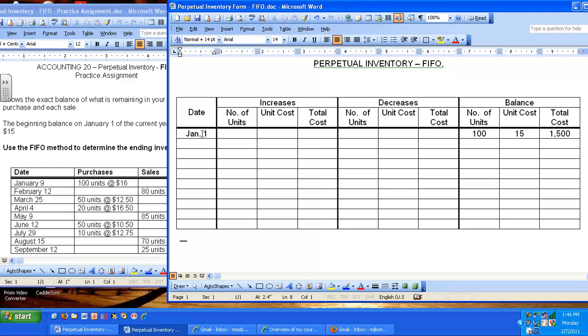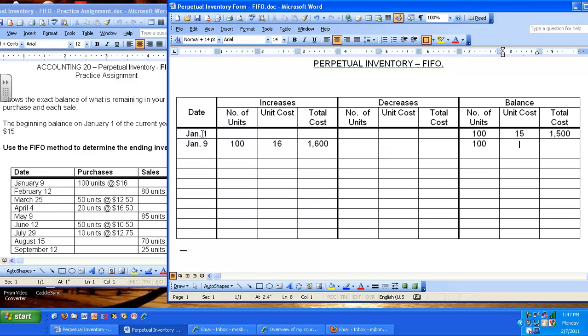On January the 9th, 100 units were purchased at $16, and the total cost would be $1,600. Now we need to calculate what we have remaining in our store. We have 100 units at $15, and we have 100 units at $16. We need to make sure we keep them in the correct order. Our total cost of our inventory is now $3,100.